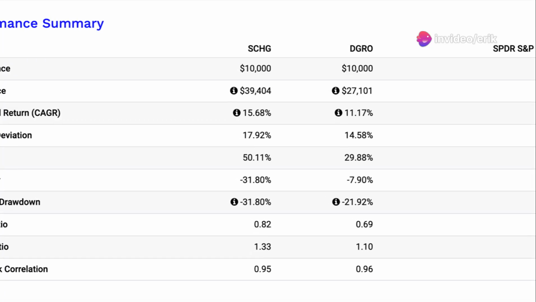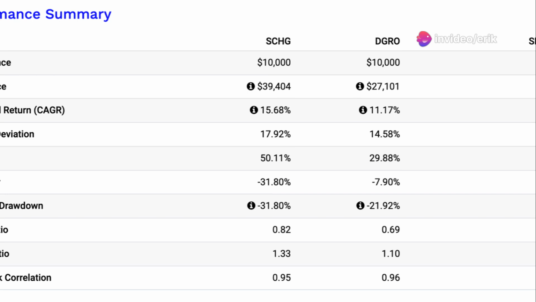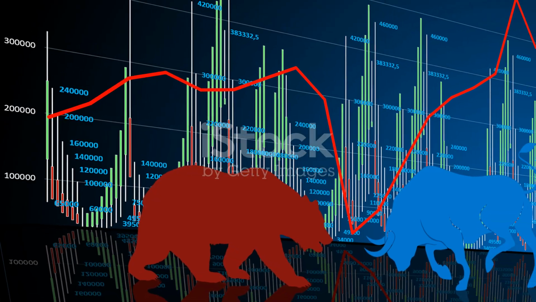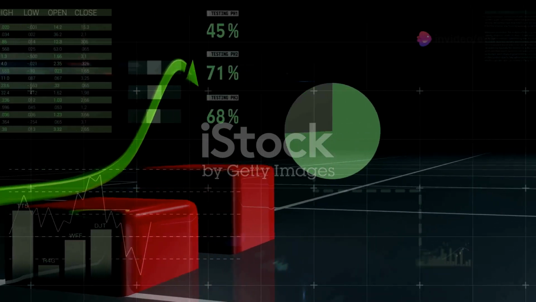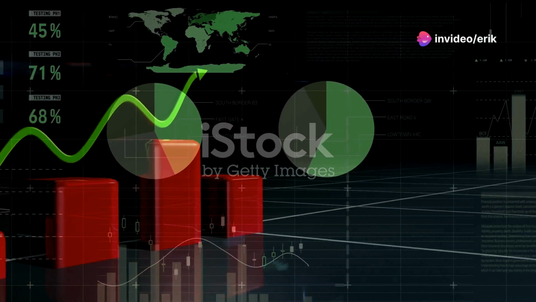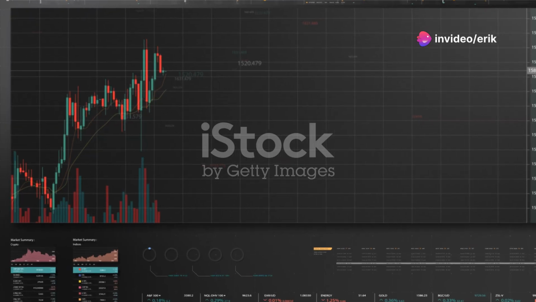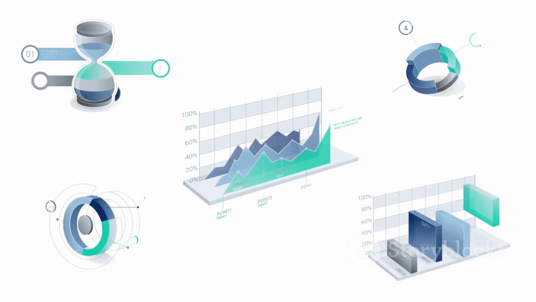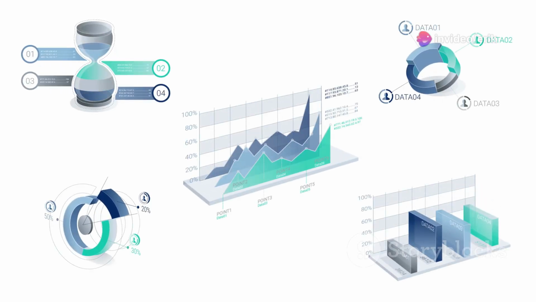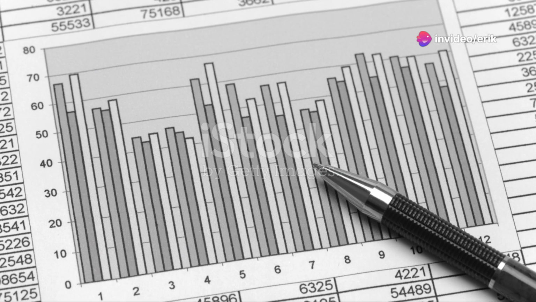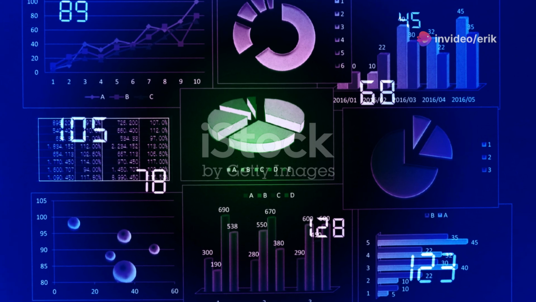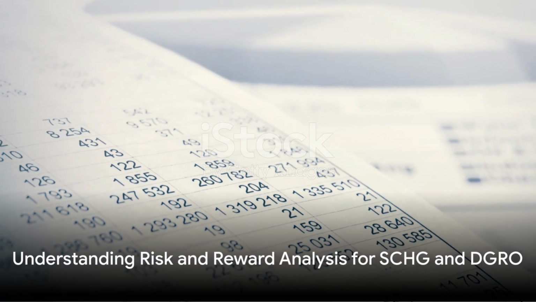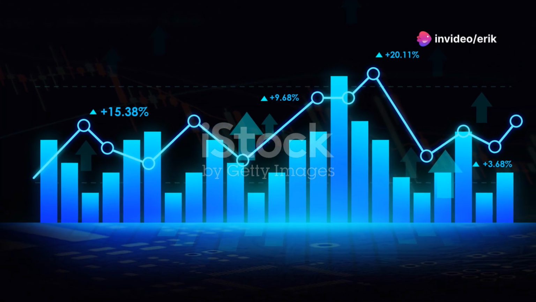Now, let's talk about the Sharpe ratio, which measures the performance of an investment compared to a risk-free asset after adjusting for its risk. SCHG stands at 0.82, while DGRO is at 0.69. A higher Sharpe ratio indicates better risk-adjusted returns. Thus, SCHG holds a slight edge here. Moving on to the Sortino ratio, which focuses only on the downside risk, SCHG again leads with 1.33 against DGRO's 1.10. This ratio tells us that SCHG provides a better return on the negative volatility. Understanding risk and reward helps in making a balanced investment decision.